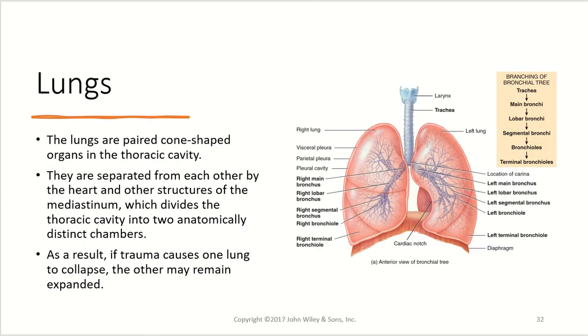So moving from the bronchioles, we have the lungs. These are paired cone-shaped organs found in the thoracic cavity. They are separated from each other by the heart, as well as other structures of the mediastinum, which divides the thoracic cavity into two anatomically distinct chambers. As a result, if trauma causes one lung to collapse, the other lung may still remain expanded, and this allows you to continue to breathe to some degree. So that's a good thing.